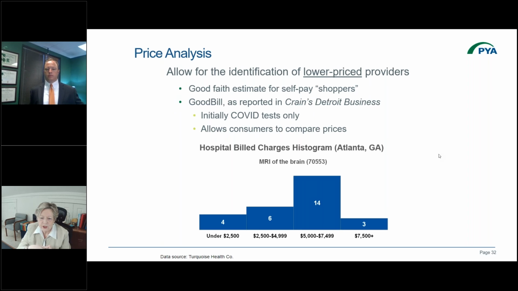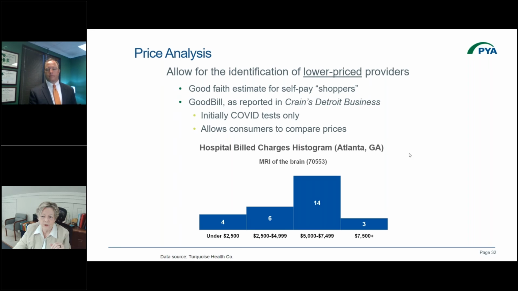But Jason, just share some of the information that you have for Atlanta. Looking at the same CPT, MRI of the brain, in the Atlanta market, we wanted to look at the variation among the facilities that have posted rates there. You see quite a disparity, anywhere from under $2,500 to in excess of $7,500 and anywhere in between. It's just interesting to see the variation in a particular market. And again, this is the facility service only. It is not bringing in the radiologist or anyone else.